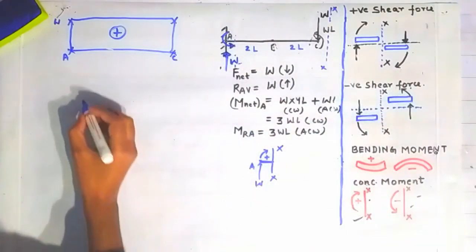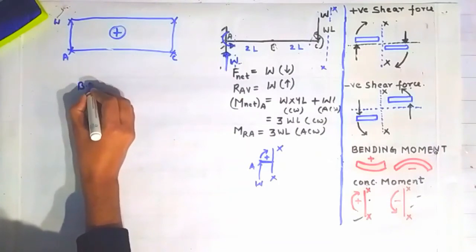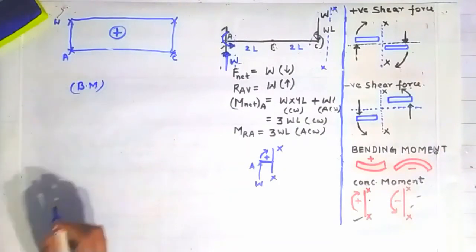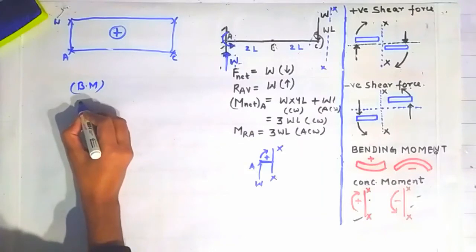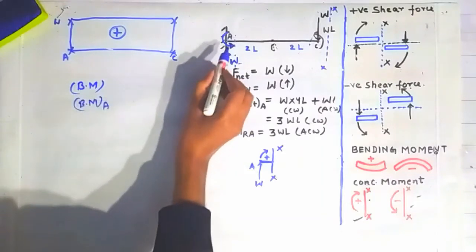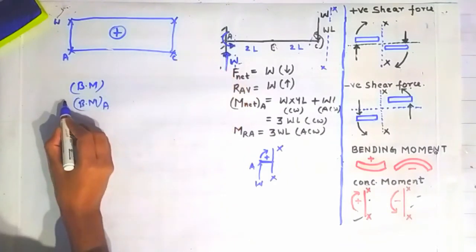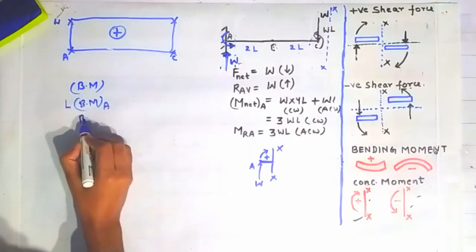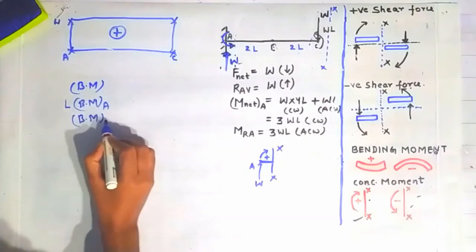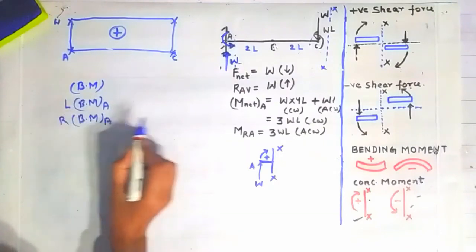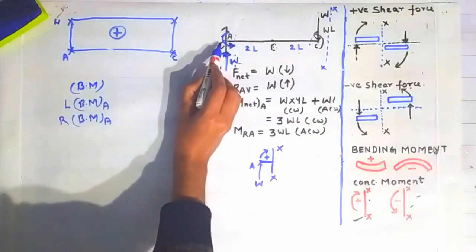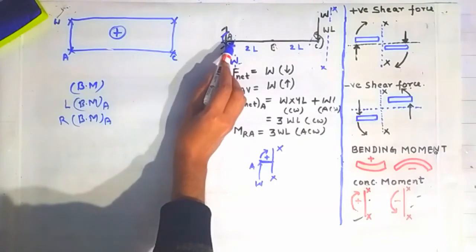Now I will draw the bending moment diagram. For drawing it I will find the bending moment at the point A. Because the concentrated moment is acting at the point A, I will calculate the bending moment on the left side of the point A and on the right side of the point A, because the bending moment will change suddenly going from the left of the point A to the right side of the point A because of this concentrated moment acting at point A.